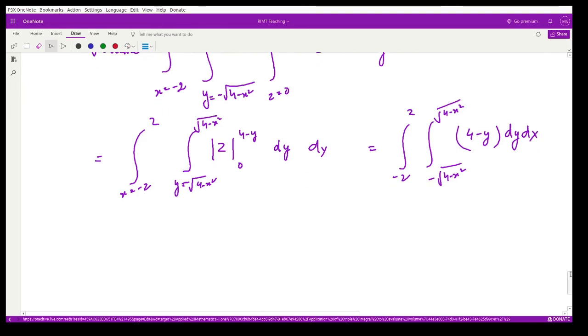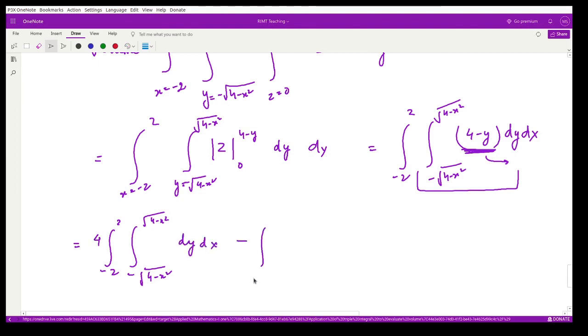So now what is this quantity? Here we have to perform the integration with respect to y. Is this an odd function? This is not an odd function. So here what we will do, we can separate out these terms: the integral from minus 2 to 2, minus square root of 4 minus x square to square root of 4 minus x square, 4 could be taken out, dy dx, and then we have minus the integral from minus 2 to 2, minus square root of 4 minus x square to square root of 4 minus x square, y dy dx.